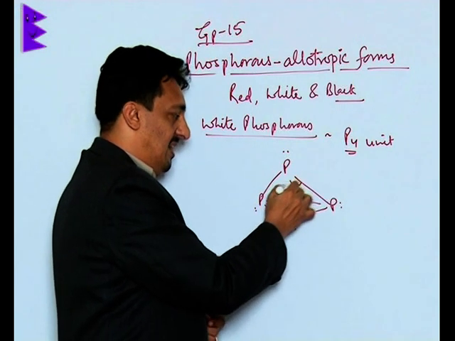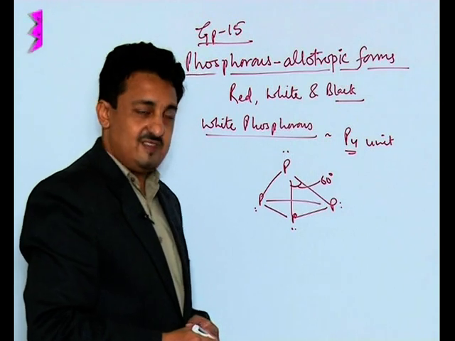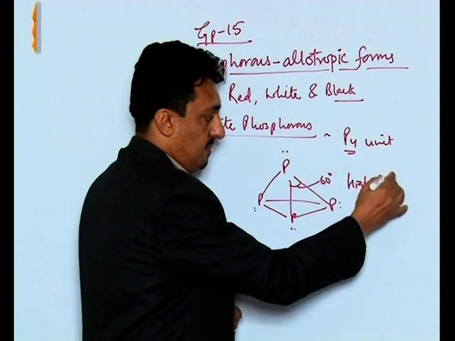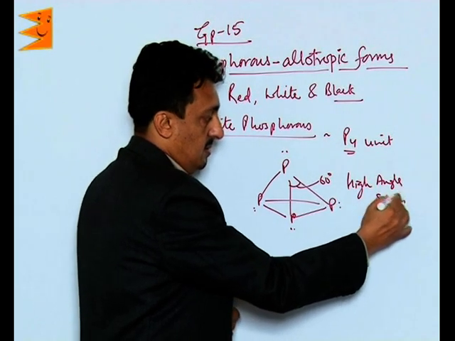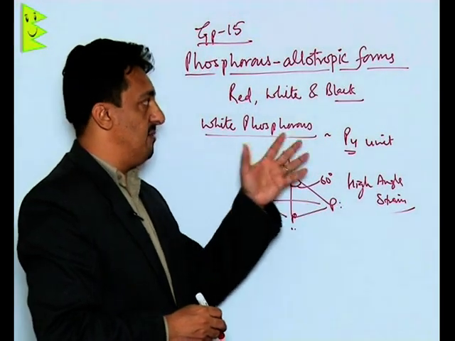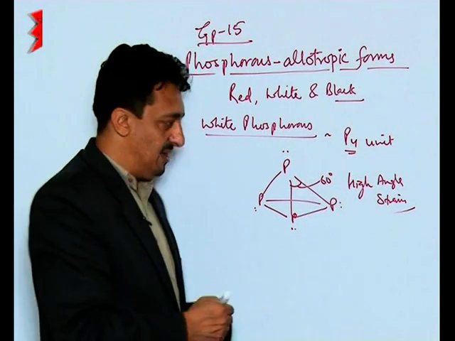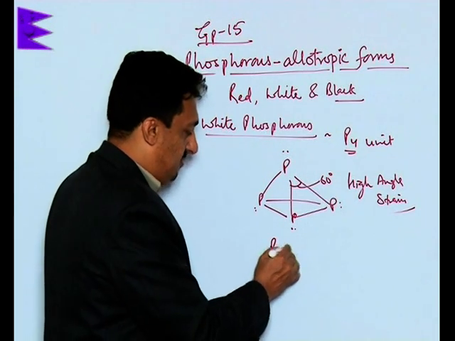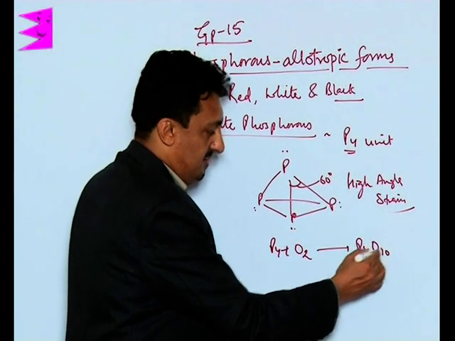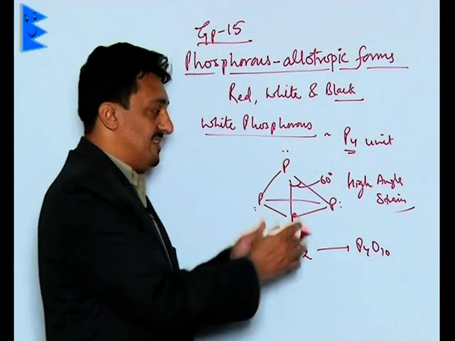Now, since all the angles are part of equilateral triangles and are of 60 degrees, it has high angle strain. As a result, it is the most unstable allotropic form of phosphorus. It's very reactive, very easily catches fire when exposed to air. When exposed to air, it combines with oxygen, catches fire and forms P4O10. So very easily, the reason being the large angle strain.